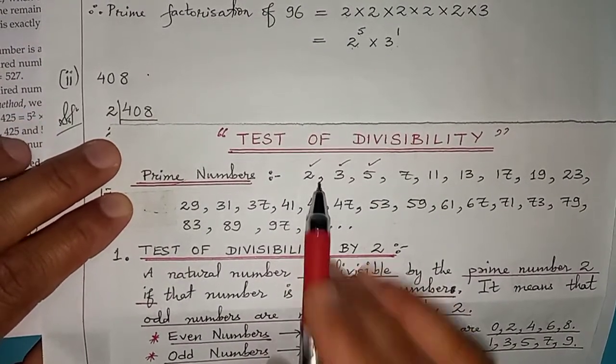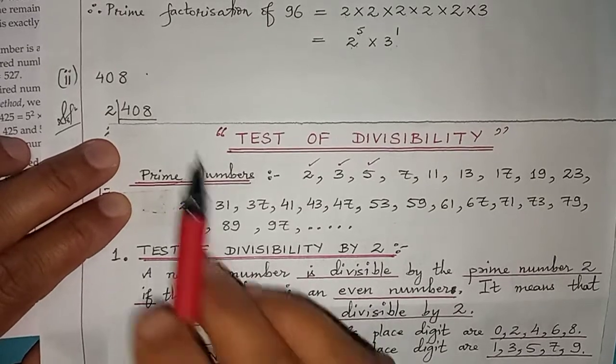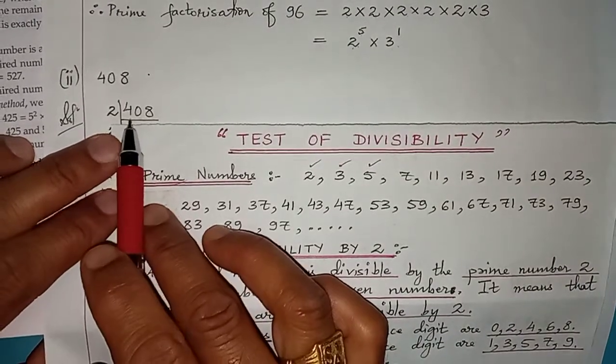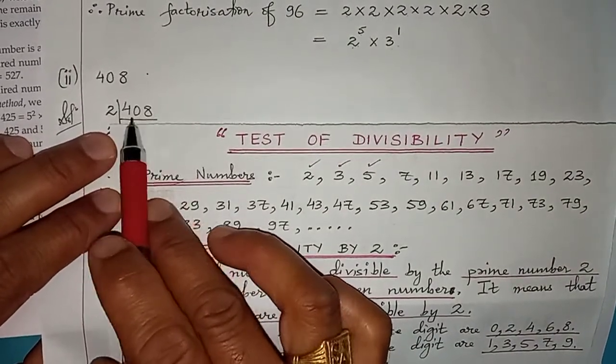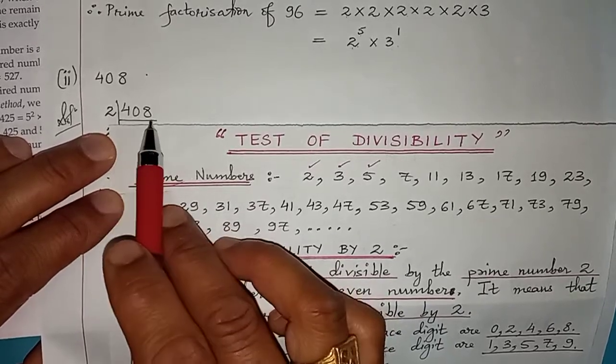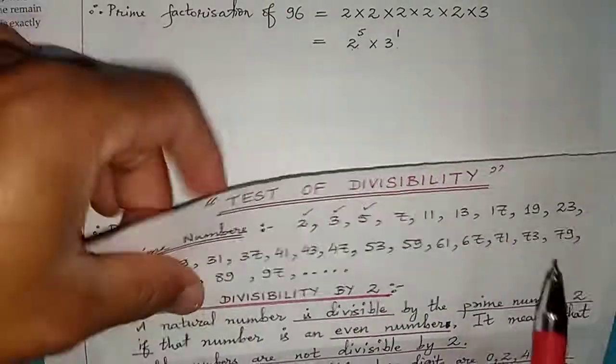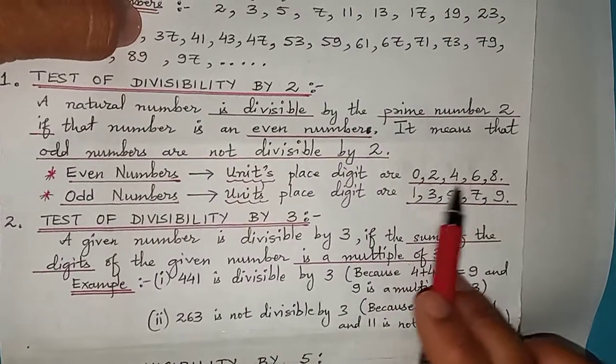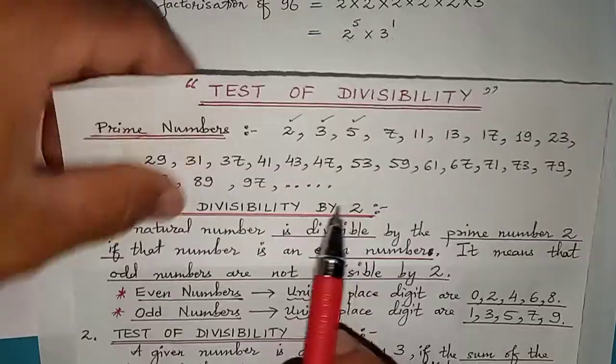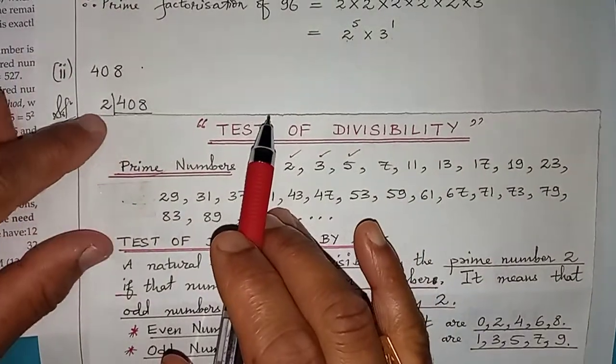To divide by 2, first let's check. We have to first check whether 408 is an even number or not. So yes, unit digit. If the unit digit is any one of these, it is an even number. So since 8 is an even number, 408 is also even. That's why we divide by 2.